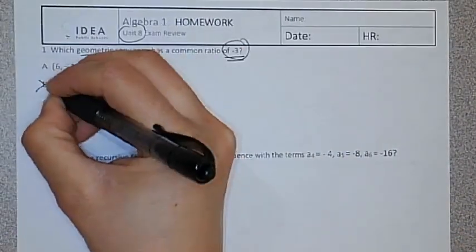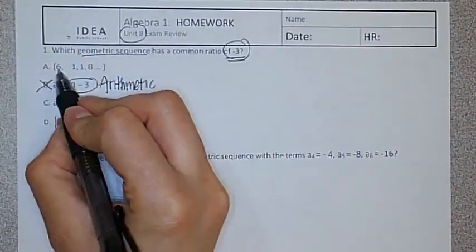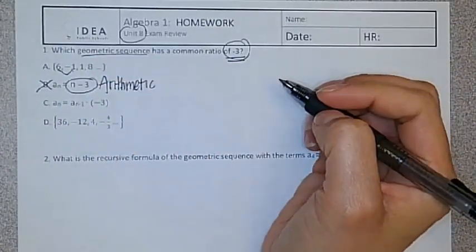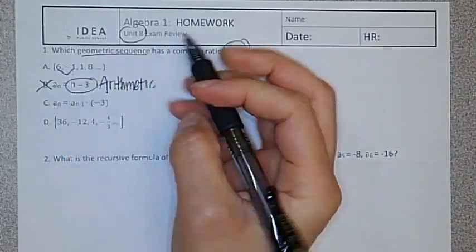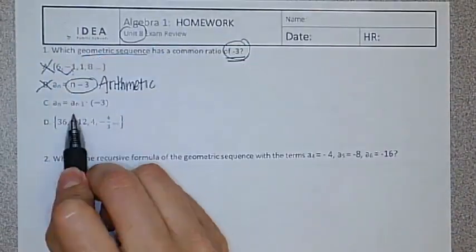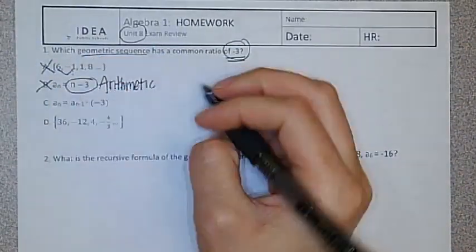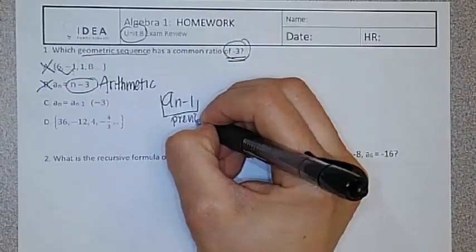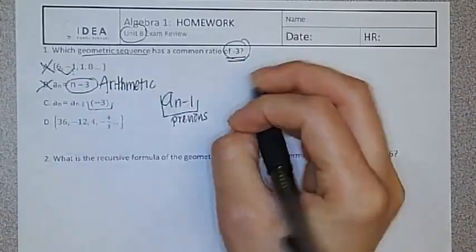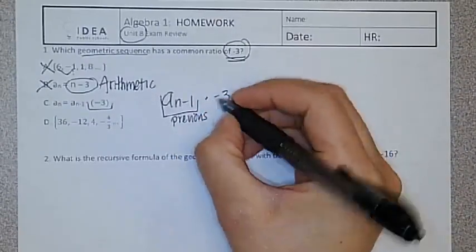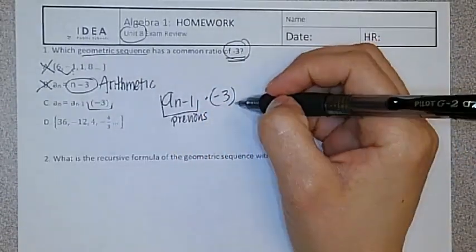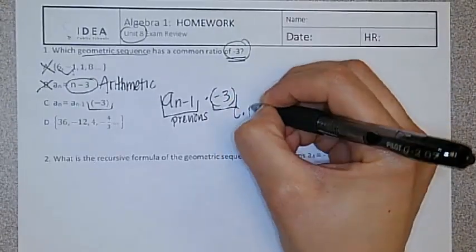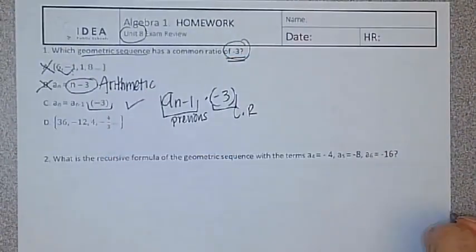So definitely not that one. From here, 6 times -3 would give me -18, not -1, so not that one. Over here, I see this is n-1 is the previous term, and times -3. Okay, so this would mean that this would be the recursive formula, and this would be my common ratio. So this one, yes.